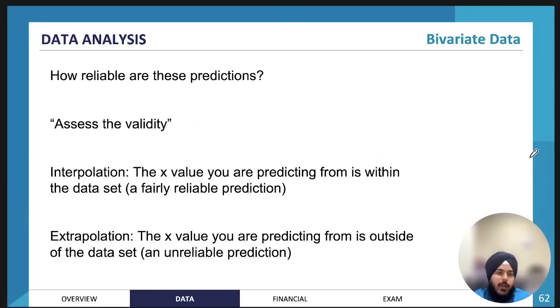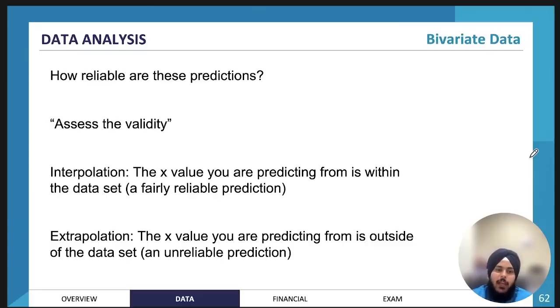Okay, so now let's move on to linear regression. So how do we actually use a model, and then how do we assess whether the predictions we're making are valid and reliable? Well, if we are predicting a value within the data range, that is termed interpolation, and those values are actually going to be fairly reliable.